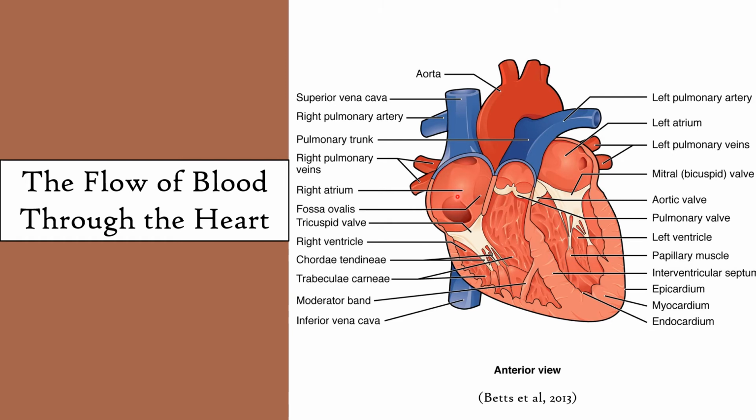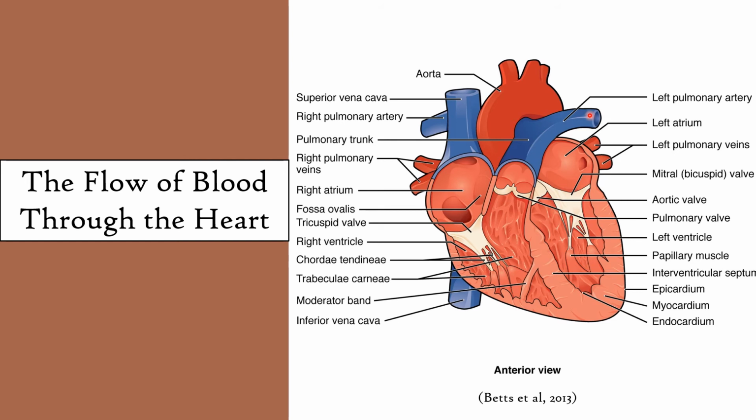So from the right atrium, deoxygenated blood flows through the tricuspid valve into the right ventricle. From here, the blood is pumped into the pulmonary trunk, passing through the pulmonary valve. The pulmonary trunk divides into the right pulmonary artery and left pulmonary artery, which carry blood to the lungs.